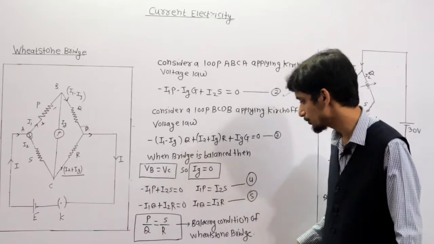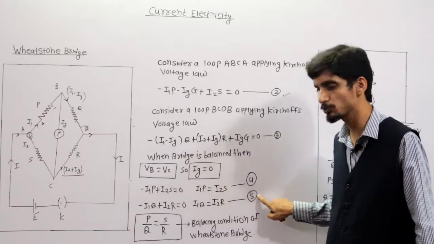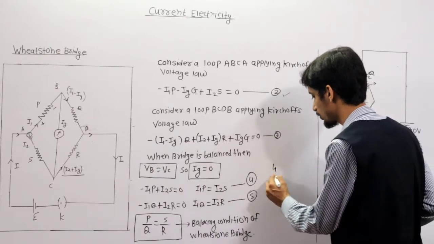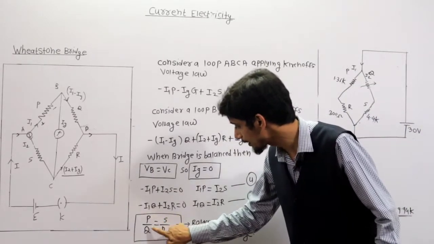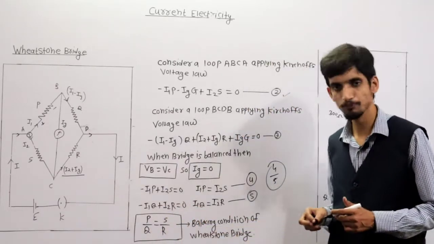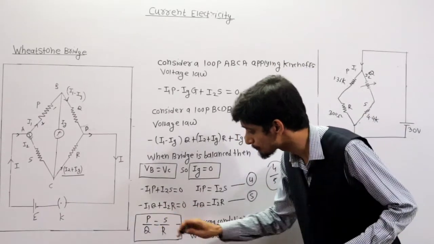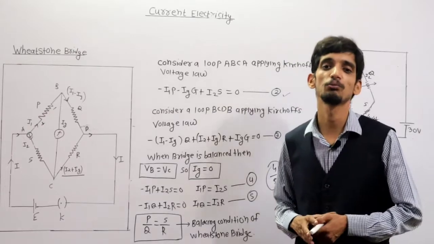Now if I take the ratio, 4 by 5, of equation number 4 and equation number 5, what am I getting? P by Q is equal to S by R. So this is called the balancing condition of the Wheatstone bridge.